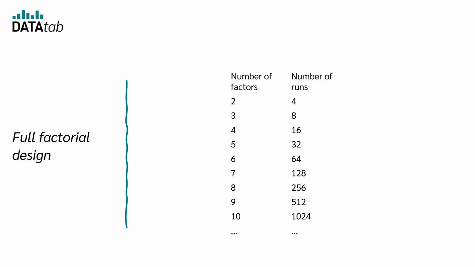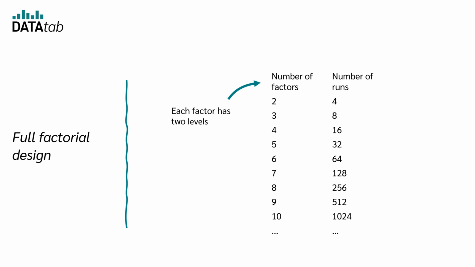Here is a small overview. If we have 3 factors, for example, we have to make at least 8 runs. With 7 factors, it is already at least 128 runs, and with 10 factors, it is already at least 1024 runs. Therefore, full factorial designs are generally only used up to a maximum of 6 or 7 factors. Please note that this table applies to a full factorial design where each factor only has 2 levels, otherwise there will be even more runs.